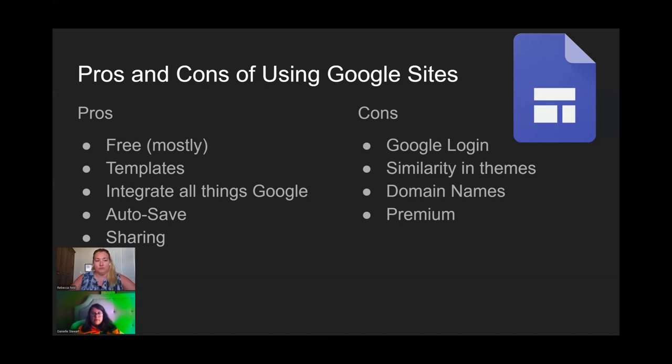You can create your own theme, which I've done on my site to make it a little bit more friendly to my high school. You can also customize your font and logo, but the domain name, you would have to purchase if you don't want to say sites.google at the beginning of your website name. And if you want to use more premium templates, those also come at a cost.